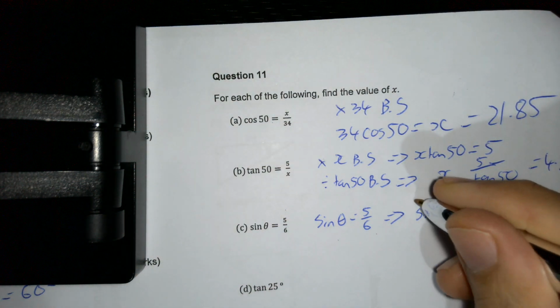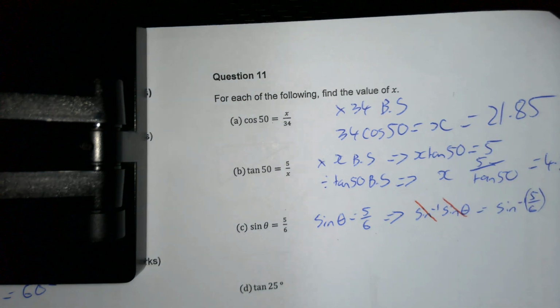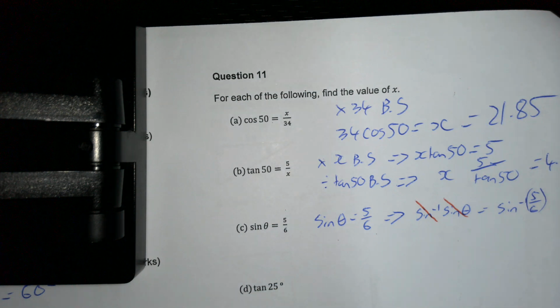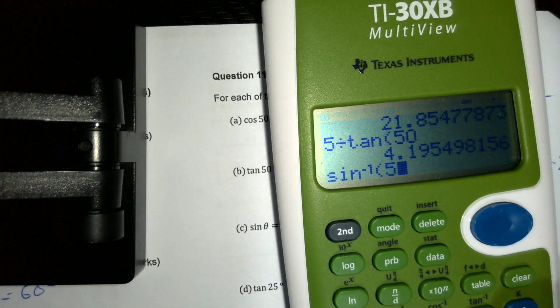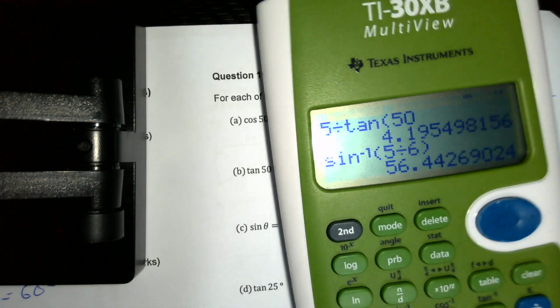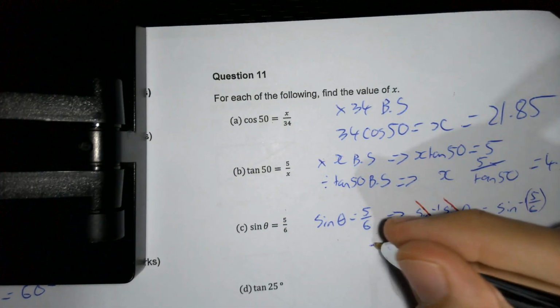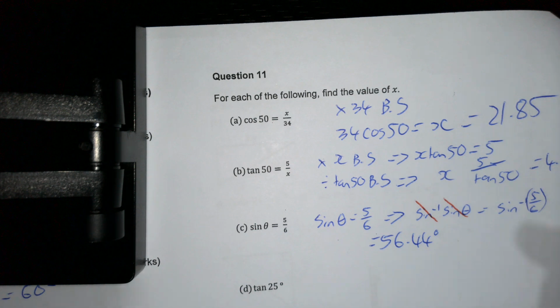These two cancel each other out. That is why we arc sine, to get an answer. So you'll just have theta equals arc sine 5 on 6. Arc sine 5 on 6. 56.44 is my answer. That's degrees, because we're asking about an angle.